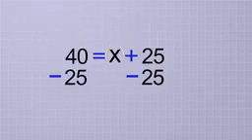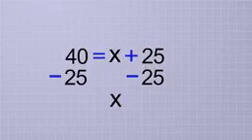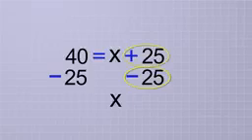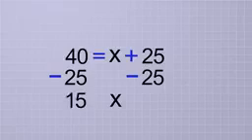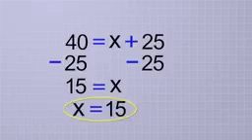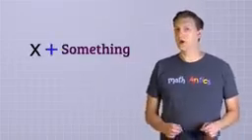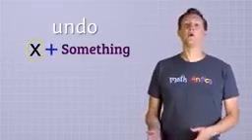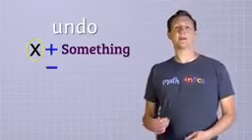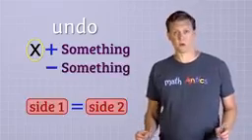On the right side, x plus 25 minus 25 is just x. The minus 25 cancels out the positive 25 that was there. And on the other side, we have 40 minus 25, which would leave 15. So the equation has become 15 equals x, which is the same as x equals 15. Again, we've solved the equation. So, whenever something is being added to an unknown, we can undo that and get the unknown all by itself by subtracting that same something from both sides of the equation.